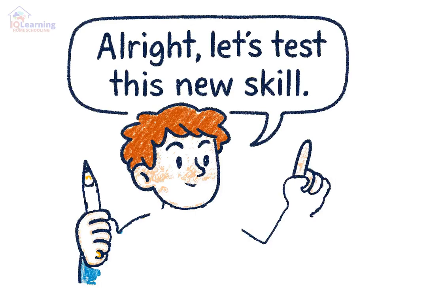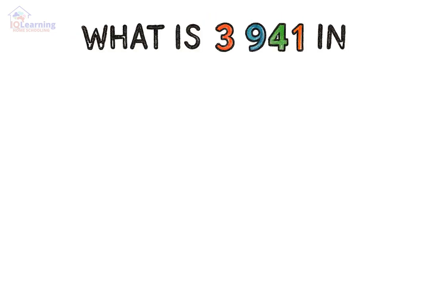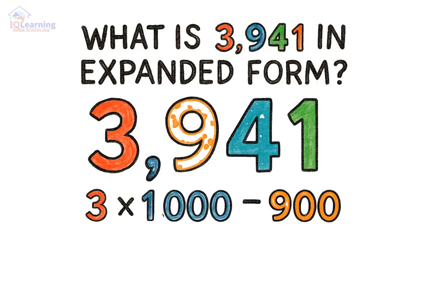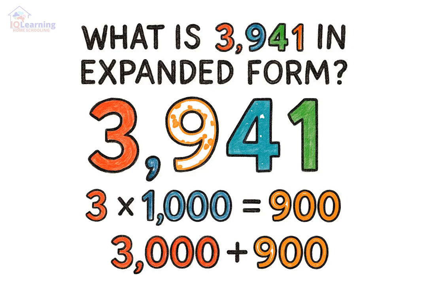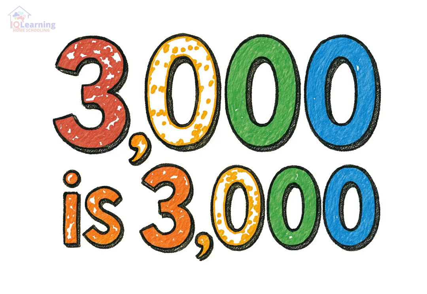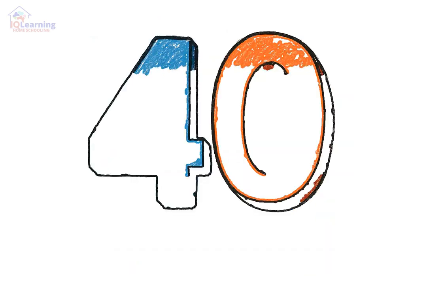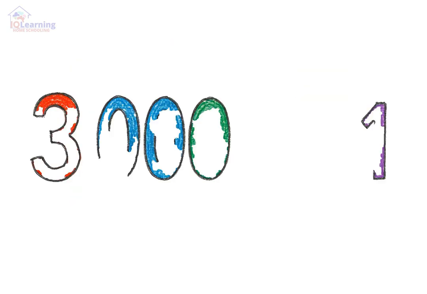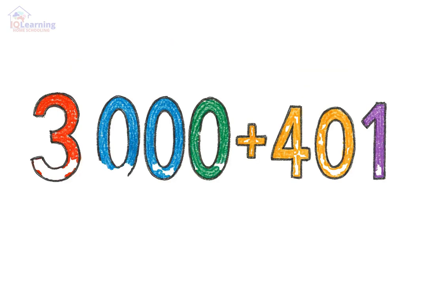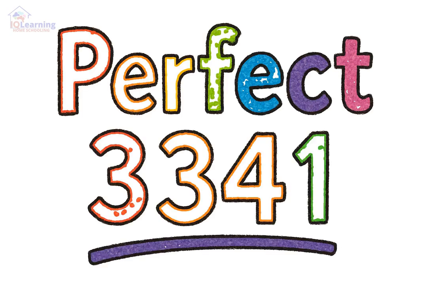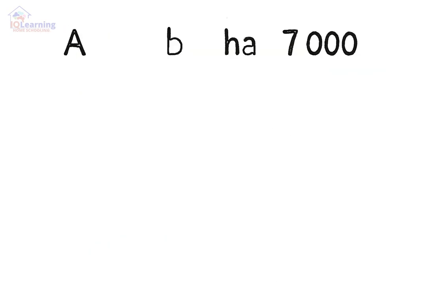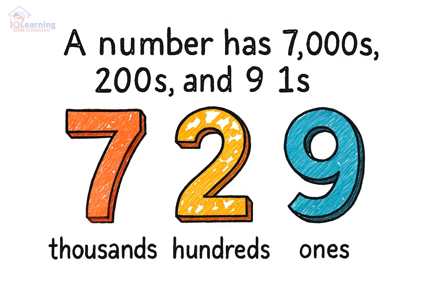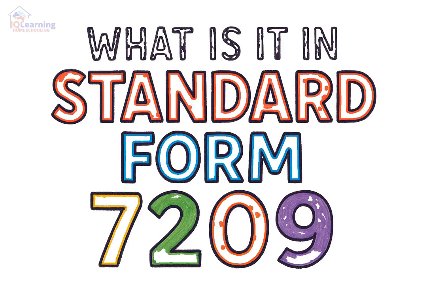All right, let's test this new skill. Quick challenge. What is 3,941 in expanded form? The 3 is 3,000, the 9 is 900, the 4 is 40, the 1 is just 1. So 3,000 plus 900 plus 40 plus 1. Perfect! How about another? A number has 7 thousands, 2 hundreds, and 9 ones. What is it in standard form?